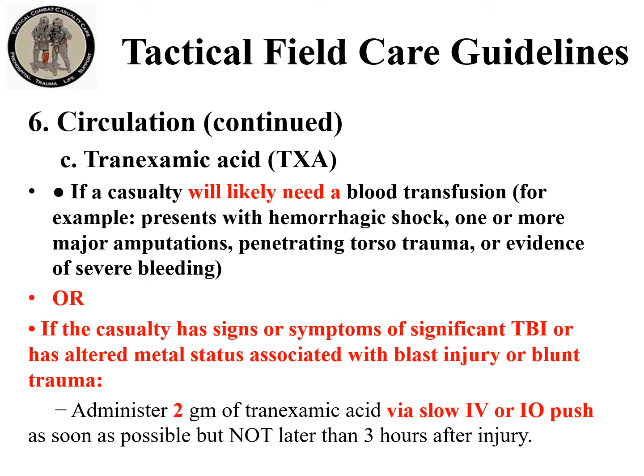Next step is tranexamic acid. If a casualty will likely need a blood transfusion, for example, presents with hemorrhagic shock or one or more major amputations, penetrating torso trauma, or evidence of severe bleeding, or if the casualty has signs or symptoms of significant TBI or has altered mental status associated with blast injury or blunt trauma, administer 2 grams of tranexamic acid via slow IV or IO push as soon as possible, but not later than 3 hours after injury.